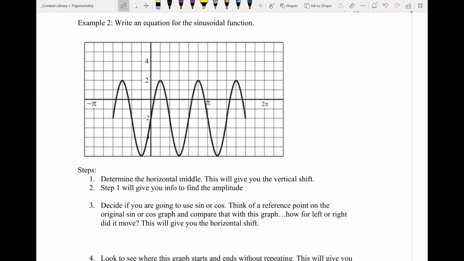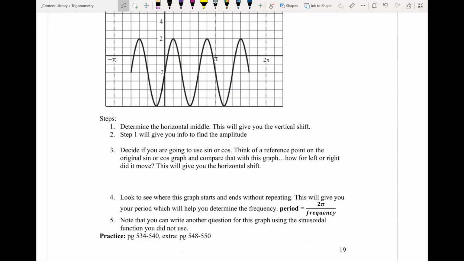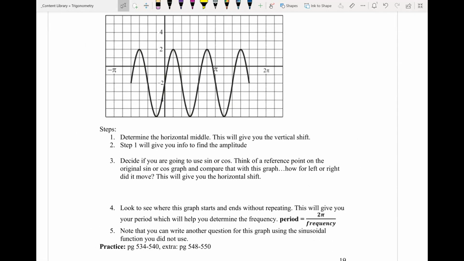Our last example here, we're going to write an equation for a sinusoidal function that's already given to us. So I have the steps laid out here. It says determine the horizontal middle, and this will give you the vertical shift. Looks like our middle line is about here, just by cutting it in half. If we look at our value here, that's a -2. So that means we went down 2.